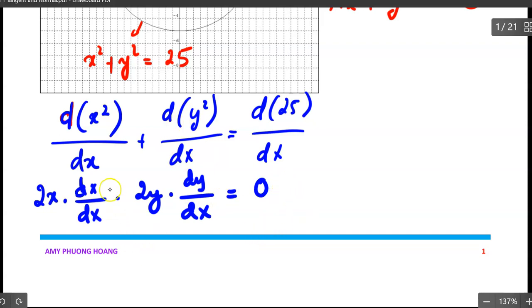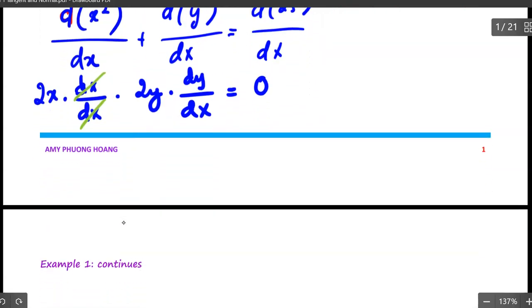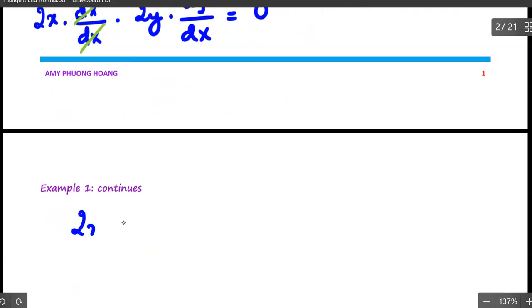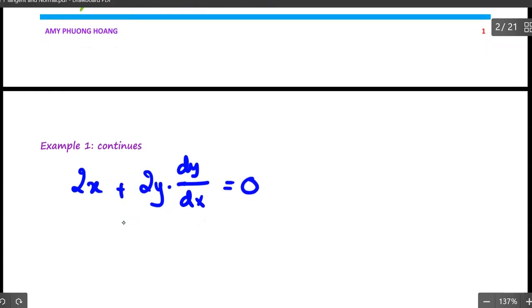Now you take a look: dx over dx is just 1, so you can cancel that out. What you are left with is the equation 2x plus 2y times dy over dx equal to 0. Differentiating implicitly means that you will have dy over dx as your unknown, and you are going to solve for that.